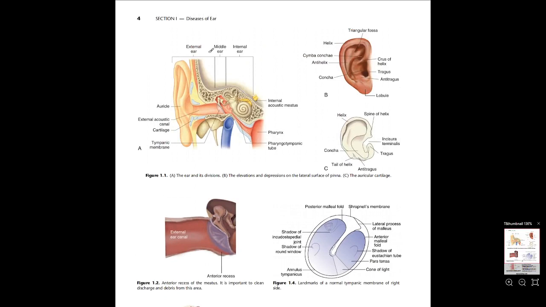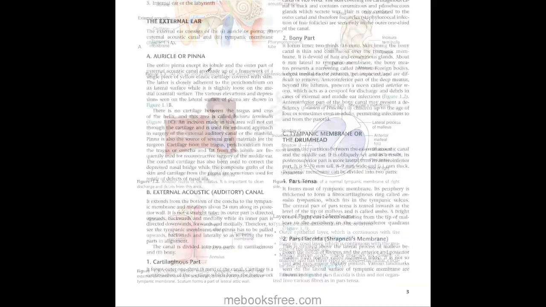Here you can see from the pinna to the tympanic membrane, there's the external ear. Then there is the middle ear, containing the eustachian tube as well. Then there's the internal ear, containing the cochlea and semicircular canals and the nerve as well, the vestibulocochlear nerve. So we'll be studying them individually.